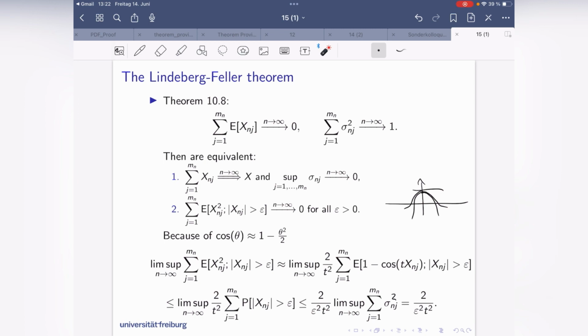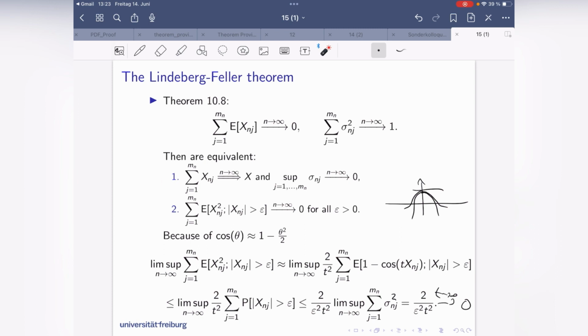But as you see, on this side here there is now t, which means I can now let t go to infinity. T goes to infinity, so this converges to 0, which means that this here must be 0. And that's what we wanted to show. Epsilon was arbitrary, and we have shown that this converges to 0. Okay, and this also shows that 1 implies 2.